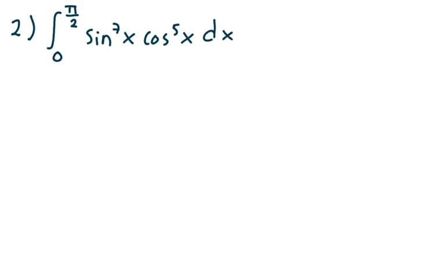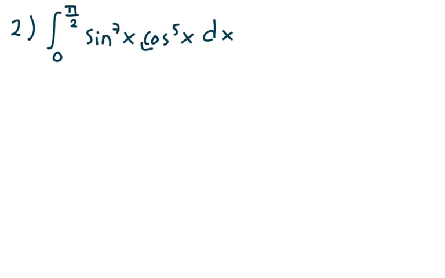Let's take a look at example 2. Suppose we have the integral from 0 to pi over 2 of sine to the 7th x cosine to the 5th x dx. Now, notice how sine of x is raised to an odd power and cosine of x is raised to an odd power. Now, we want to save off either a sine of x or a cosine of x, and I claim it really doesn't matter which one.